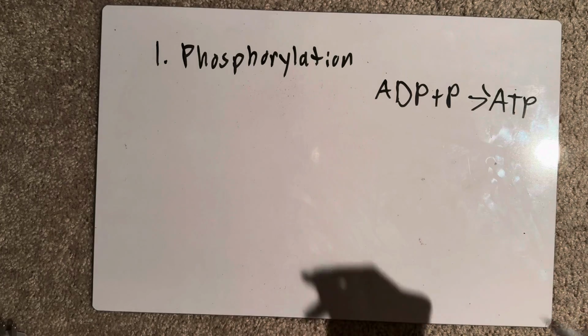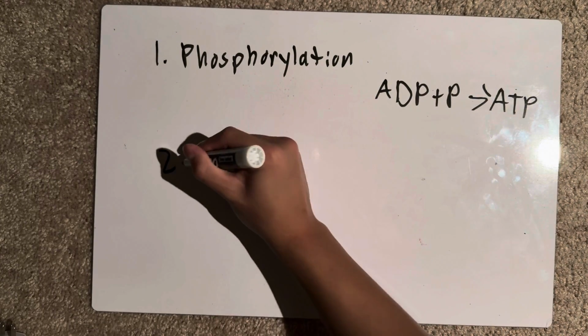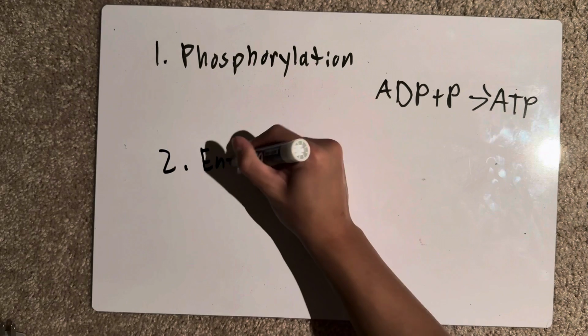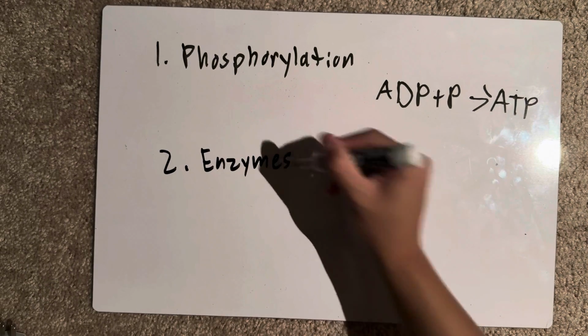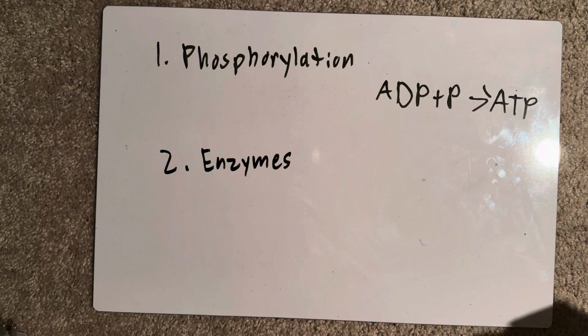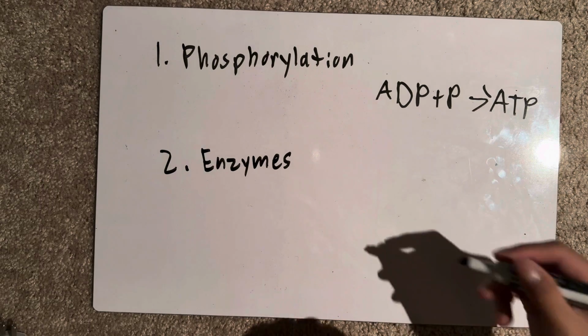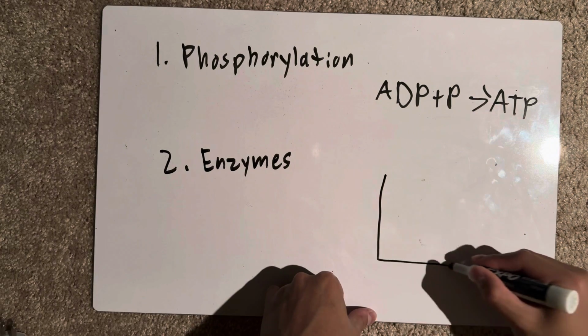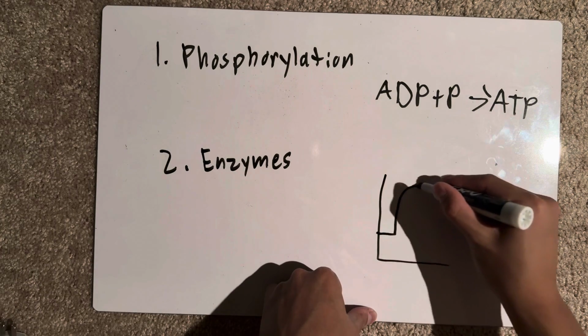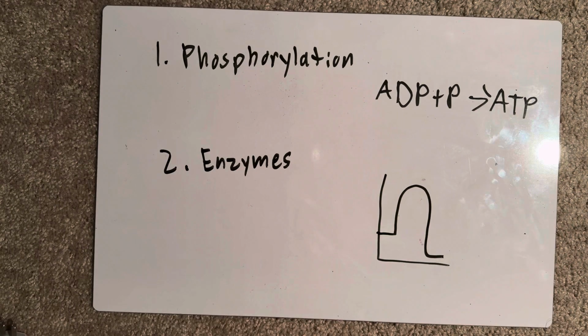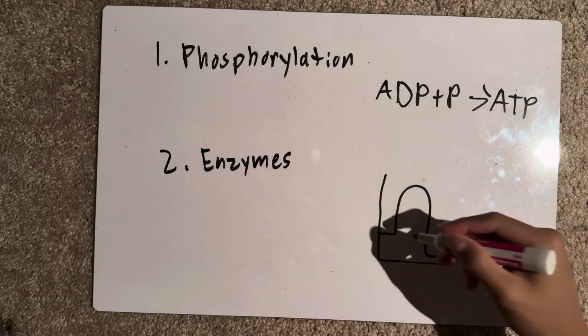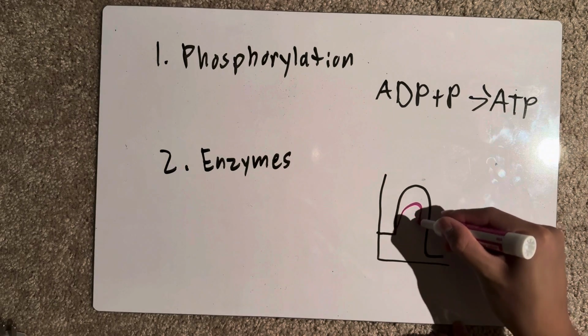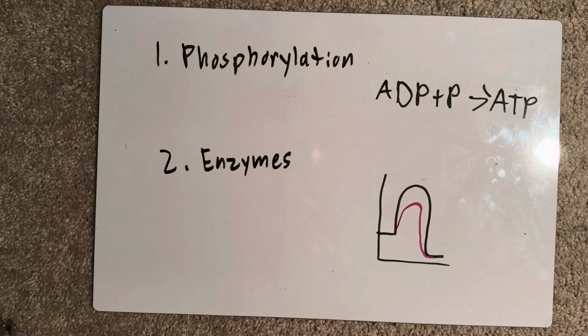Another concept to understand from the last unit is enzymes. Enzymes are essentially proteins that are catalysts which speed up a reaction by lowering the activation energy. For example, if you have a reaction and this was the rate of the reaction, that would be normal without an enzyme. However, if you add an enzyme, the activation energy lowers, which in turn makes the reaction go faster.